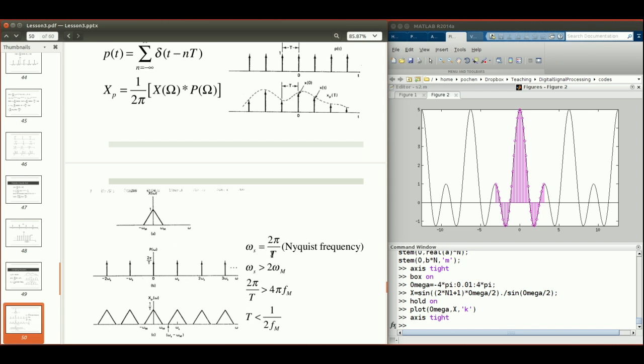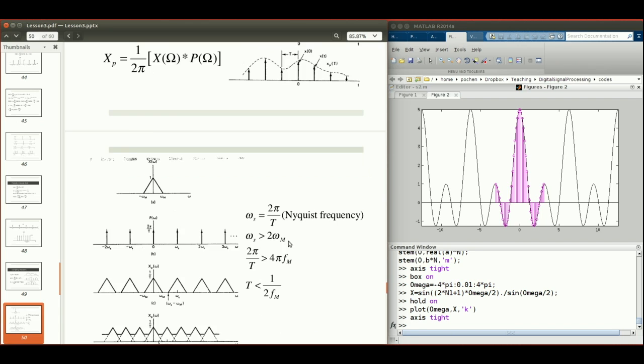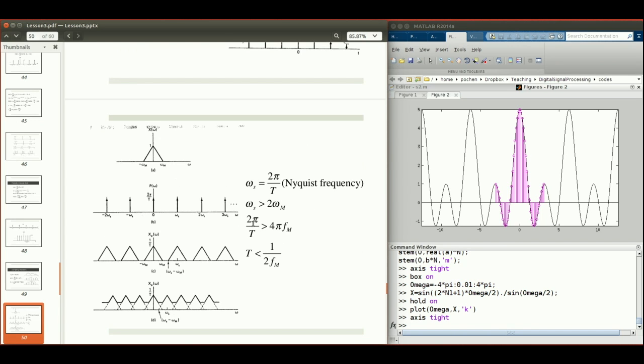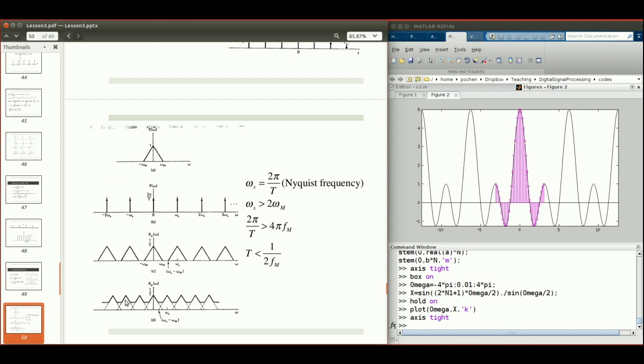So if we want to recover higher and higher frequencies, we have to reduce big T, the sampling interval. And that's basically what the sampling theorem is telling us. We have to be careful about how we sample our continuous time signal, because we don't want this situation to happen. We don't want the neighboring triangles to interfere with each other.